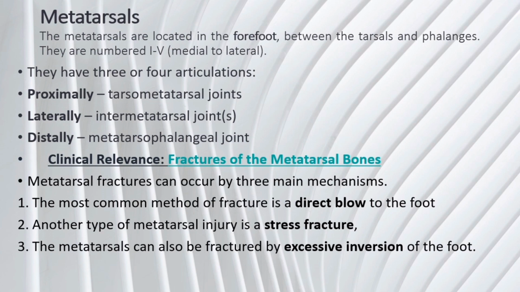Clinical relevance. Fractures of the metatarsal bones. Metatarsal fractures can occur by 3 main mechanisms. The most common method of fracture is a direct blow to the foot, usually from a heavy object dropping onto the foot. Another type of metatarsal injury is a stress fracture, an incomplete fracture caused by repeated stress to the bone. It is common in athletes and occurs most frequently at the necks of the 2nd and 3rd metatarsals and the proximal 5th metatarsal. The metatarsals can also be fractured by excessive inversion of the foot. If the foot is violently inverted, the fibularis brevis muscle can avulse, tear off, the base of the 5th metatarsal.